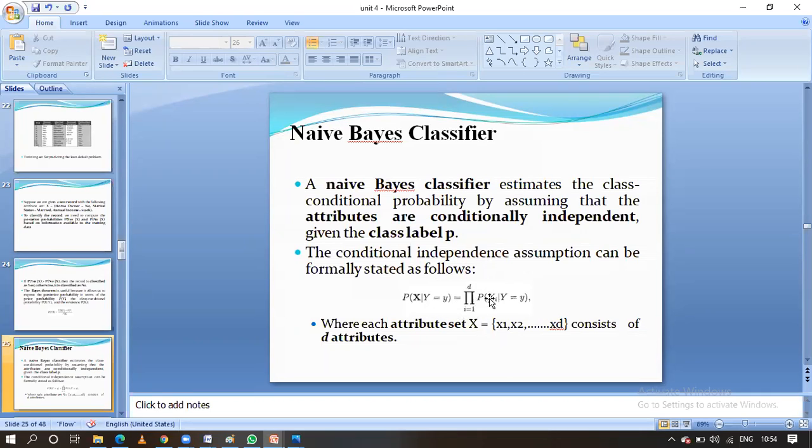Finally, for each and every xi we have to multiply. We have to calculate this one for x1, and for x2 we have to calculate this one, and finally for xd also we have to calculate this one, and then multiply all the values to get the main value, that is the Naive Bayes classifier. This formula is very important here, guys. In the Naive Bayes classifier, write down this formula, all of you.